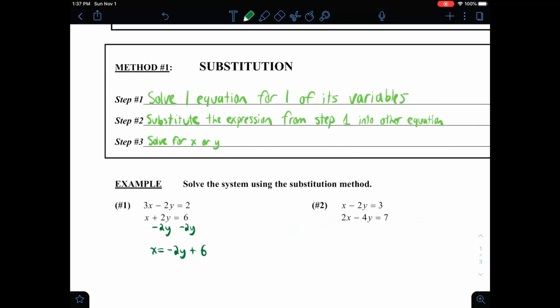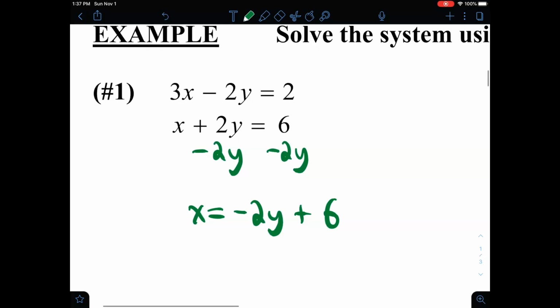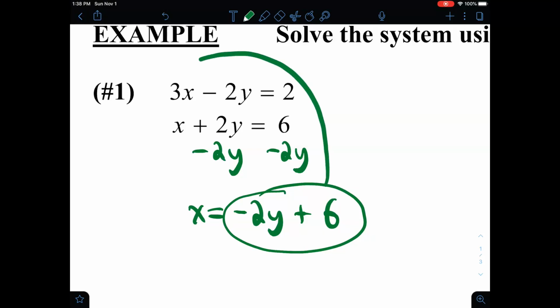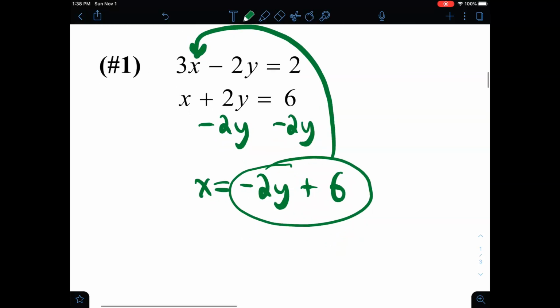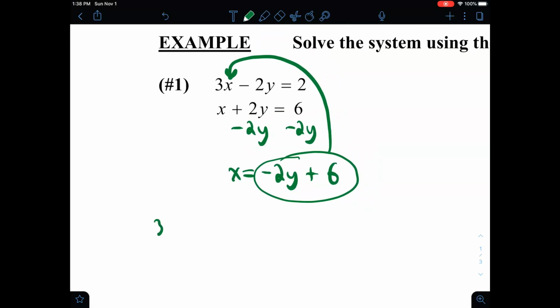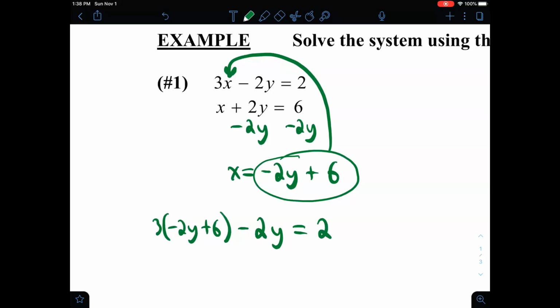We did it. Nice. Step 2 says we're going to substitute the expression from step 1 into the other equation. All right. Well, we have x equals negative 2y plus 6. So wherever I see an x in the other equation, I'm going to replace it with negative 2y plus 6. I'm going to plug it in for x, not for y, because it's not y equals, it's x equals. Now we're going to rewrite our new equation as 3 parentheses negative 2y plus 6, so we're substituting, just like you would substitute a number in, minus 2y equals 2.